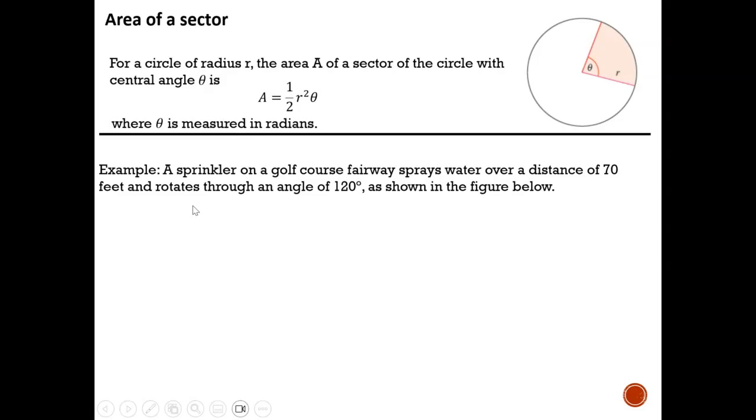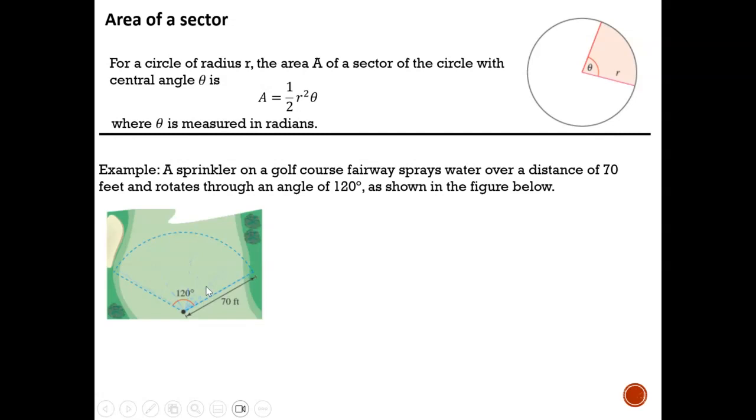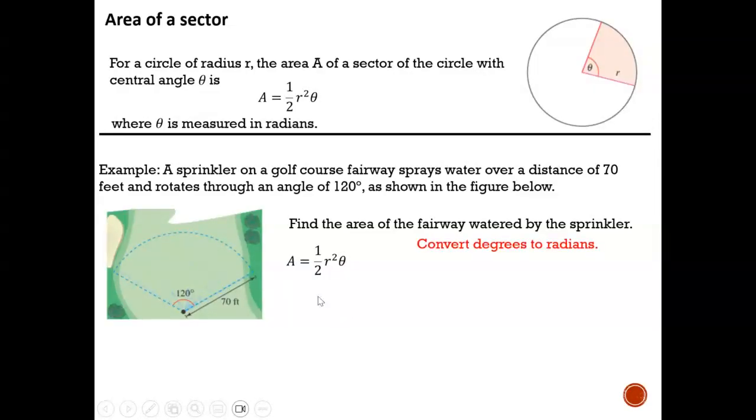Example: a sprinkler on a golf course fairway sprays water over a distance of 70 feet and rotates through an angle of 120 degrees, as shown in the figure below. This is what it means: this is a sprinkler, and it's going to go like this, back and forth. So this is my radius here. The 70 is my radius, and my central angle is 120. We need to find the area of the fairway watered by the sprinkler, all this area here. So there's my formula. First I need to convert the 120 into radians.